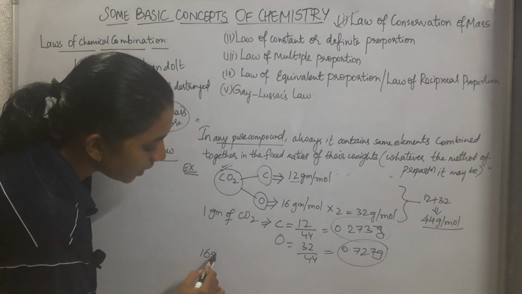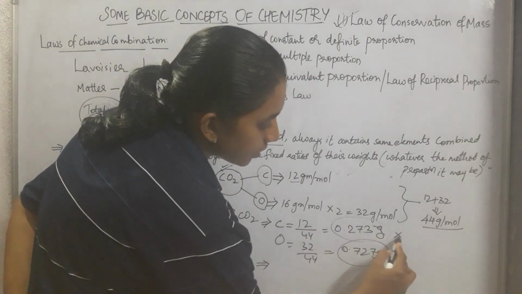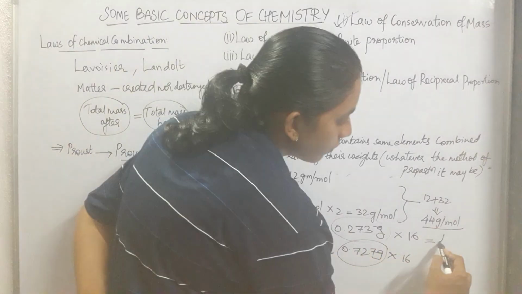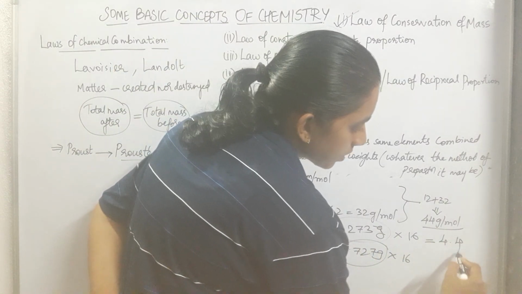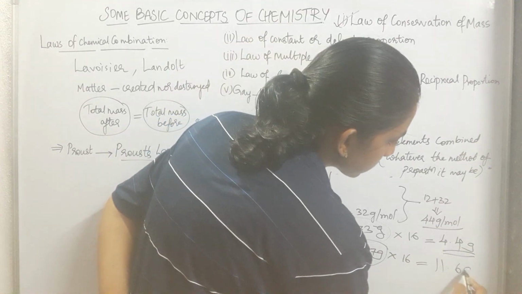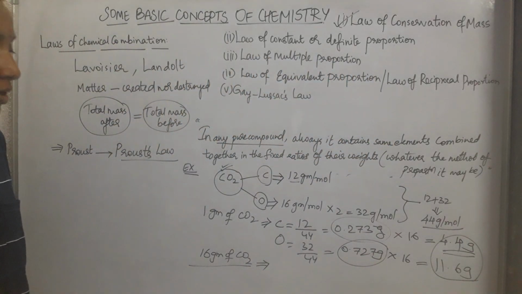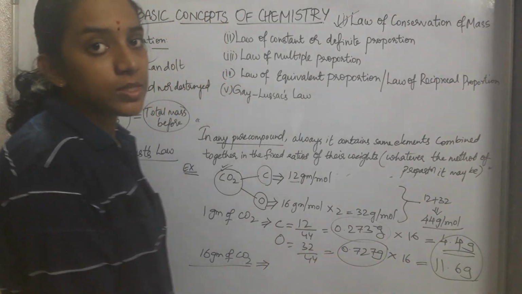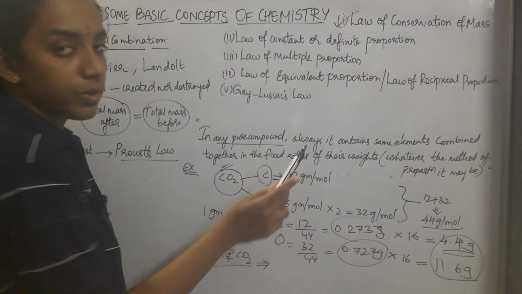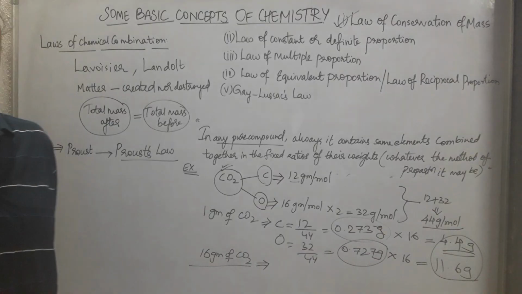So in 1 gram we have 0.273 grams of carbon and 0.727 grams of oxygen. What if we take 16 grams of carbon dioxide? We have to multiply this by 16. So here carbon will be around 4.4, and oxygen will be 11.6. So in total it will be 16 grams of carbon dioxide. Here we can see that the ratios are the same. Whatever the method of preparation we take, the ratios will be fixed. So this is the second law, which is the law of constant or definite proportion.